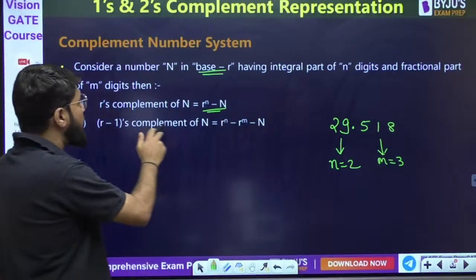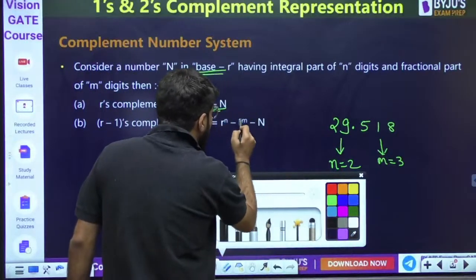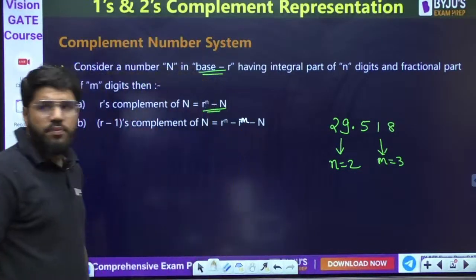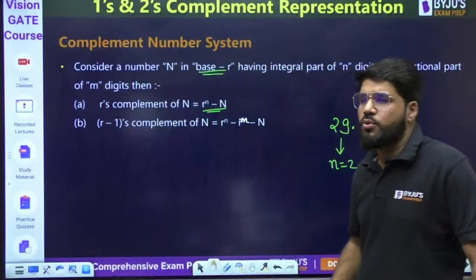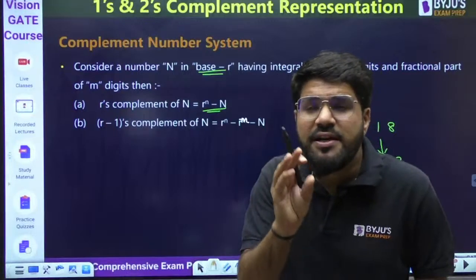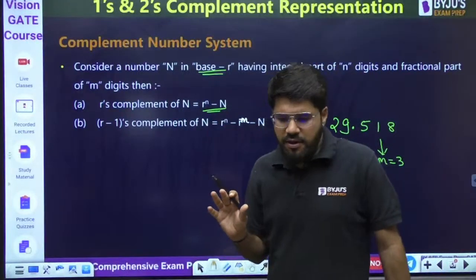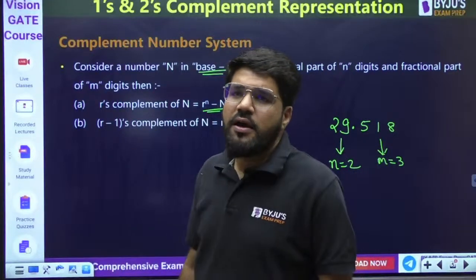The (R minus 1)'s complement is then given by R to the power n minus R to the power minus m. But I'll tell you the simple way of calculating. Why follow the conventional approach? This is the basic formula for R's complement and (R minus 1)'s complement. First let us learn the calculation of complement, and then we shall learn how to apply it to the signed numbers.